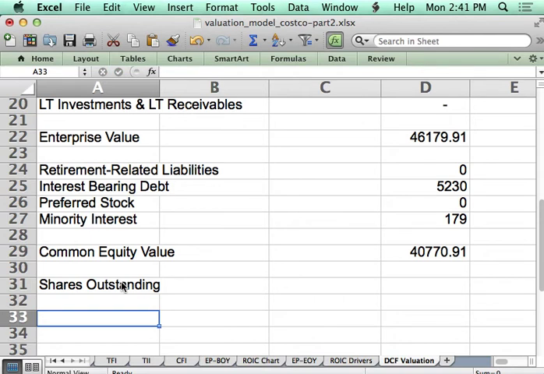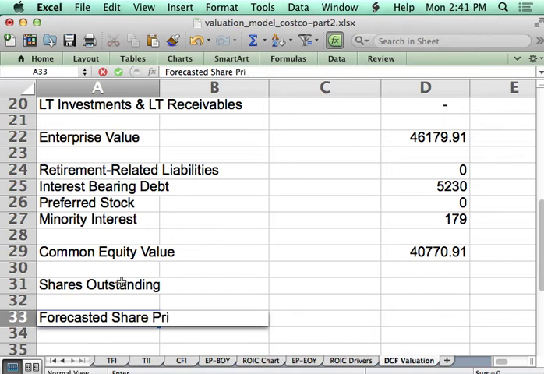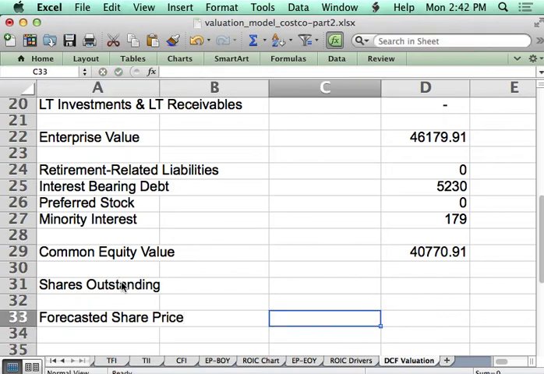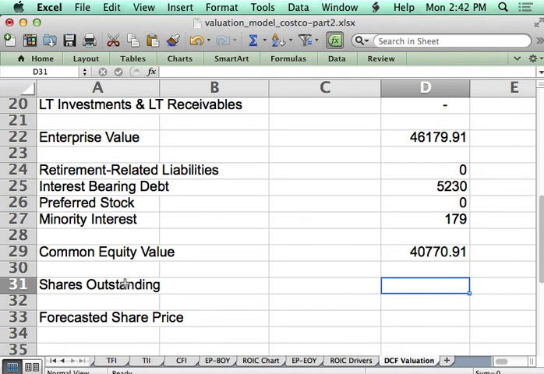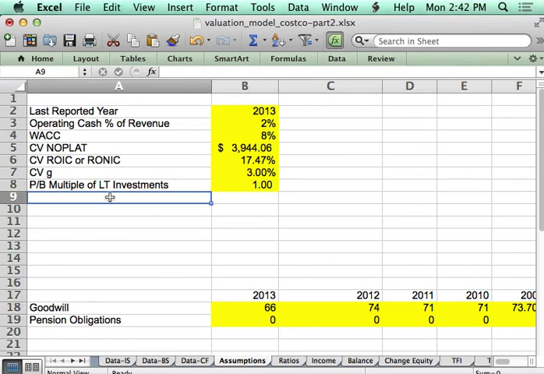And if I divide the common equity value by the shares outstanding, then I get my forecasted share price. So again, I'm going to want to use this model again, so I don't want to put in Costco's actual shares outstanding right here. I'm going to go to my assumptions tab, and I'm going to create another assumption for shares outstanding. Again, just good model hygiene.